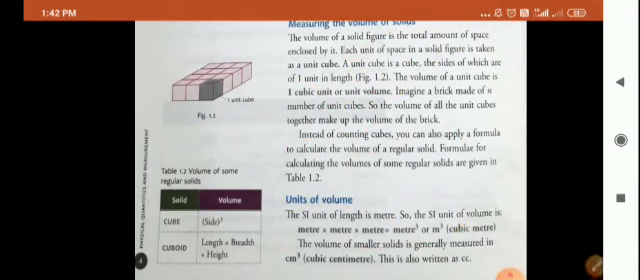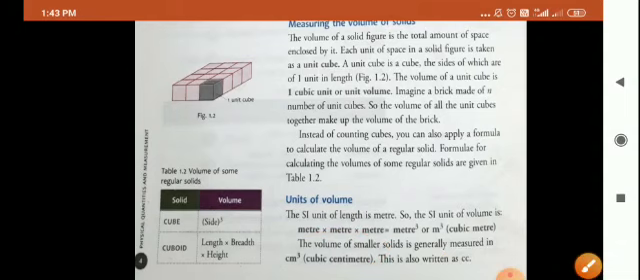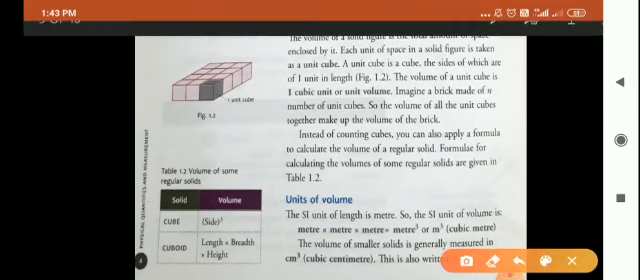Now for the smaller solids, the volume is generally measured in cubic centimeters. You know, meter is a bigger unit in comparison to centimeter. So if you have to find the volume of the smaller solids, in that case you are going to take which unit? Cubic centimeter. And cubic centimeter is also written as cc.